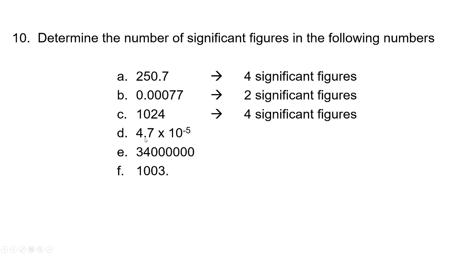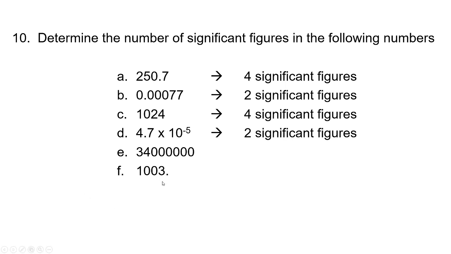When dealing with scientific notation, you don't want to move the decimal. You want to look at the number at what it's showing you. So I'm only going to look at this 4.7. How many significant figures does 4.7 have? Well, the 4 and the 7 are both significant, so that would have 2 significant figures.